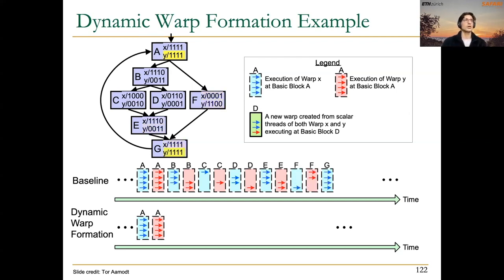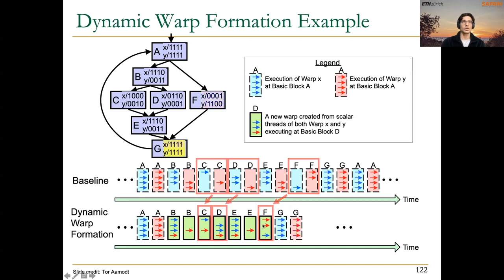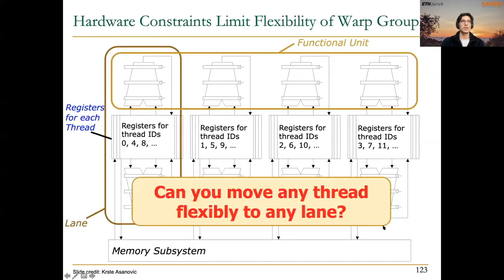So you have a simple example here in the baseline, where you see that it takes a long time to execute the whole program because there is a lot of divergence, while this dynamic warp formation proposal finds ways of merging 2 warps together. As you see in this case, C and D are merged, and this can be executed much faster, or these two warps in the F basic block can also be merged together, be executed much faster, and this way save a significant amount of time.